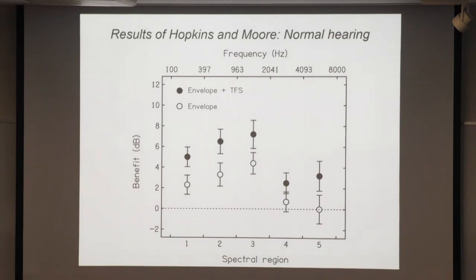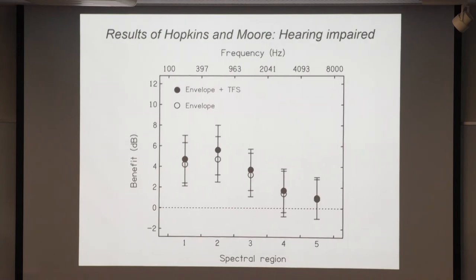And this shows the results for normal hearing subjects. Here I'm showing benefit scores from the envelope only or the envelope plus the temporal fine structure as a function of the spectral region, the center frequency of the spectral region shown at the top. You can see that generally the benefit scores are greater for the lower spectral regions than for the high spectral regions. But there's some benefit from envelope plus temporal fine structure even at these higher frequencies, though somewhat less than at the lower center frequencies.